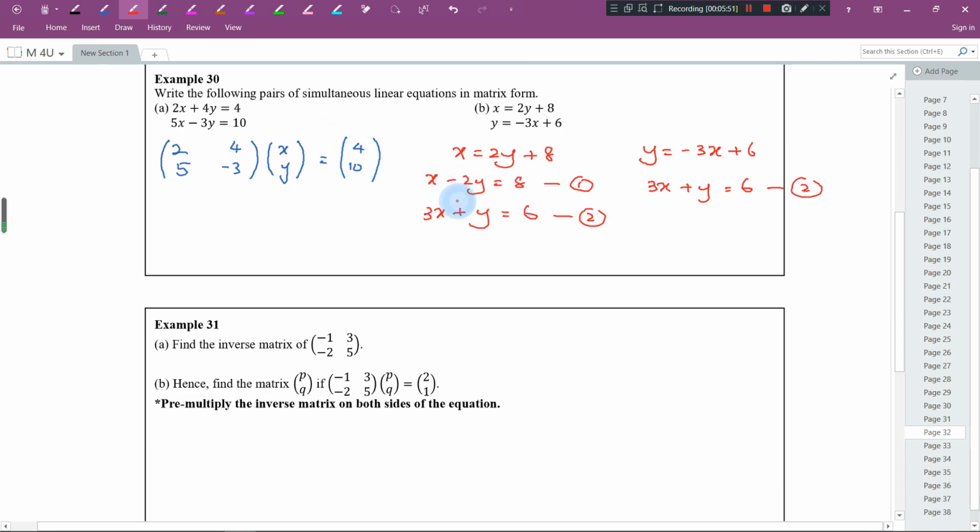We can start to write them in matrix form. One big parenthesis, two smaller ones. Now just look at their coefficients. The x here, you see nothing in front, that means it's 1. You have to write 1, not 0. Be careful. The coefficient here is 1. This is negative 2. 3. Nothing here means 1. Positive 1, but you don't have to write the positive sign, you just write 1. And then x, y. 8, 6.